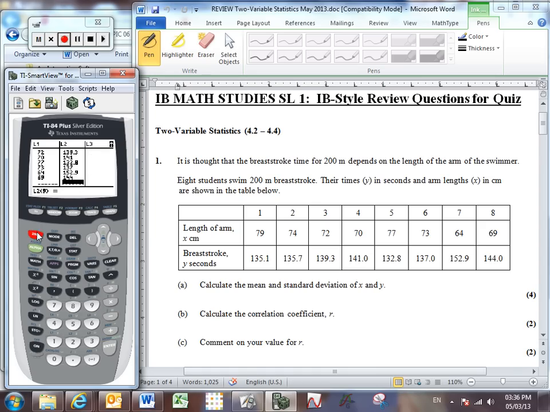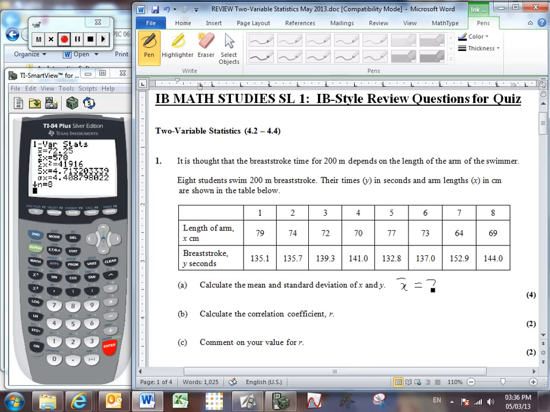Alright, let's quit this stat edit screen, and I now want to calculate the mean and standard deviation for each of these variables x and y separately. So let's start with the x. I'm going to go to stat, calc, and I'm going to do one var stats using my values that are inside list 1. And it will tell me that my average x value is 72.25. So my average x value is 72.25 centimeters, right? The length of the arm.